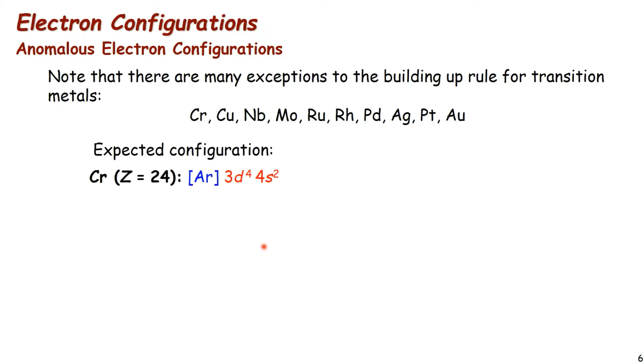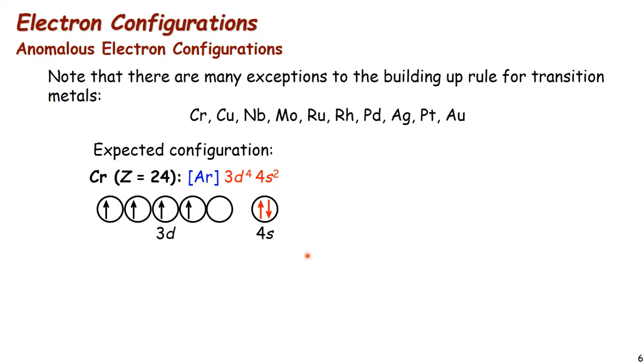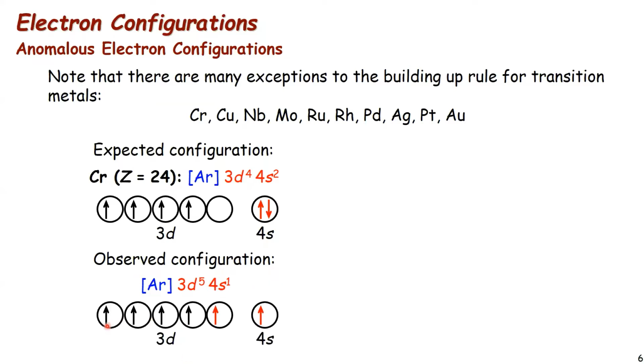But just to talk about these, the expected configuration, for example, of chromium looks like 3d4 and 4s2, okay? But nature likes symmetry. Nature really likes things to be symmetric. So the actual electron configuration looks like this, where we now have an unpaired electron in all of these orbitals. It's kind of like Hund's rule. And so we see this anomalous configuration for chromium. Okay, and as you go down, we also see it for molybdenum. So that's why this one's kind of odd.